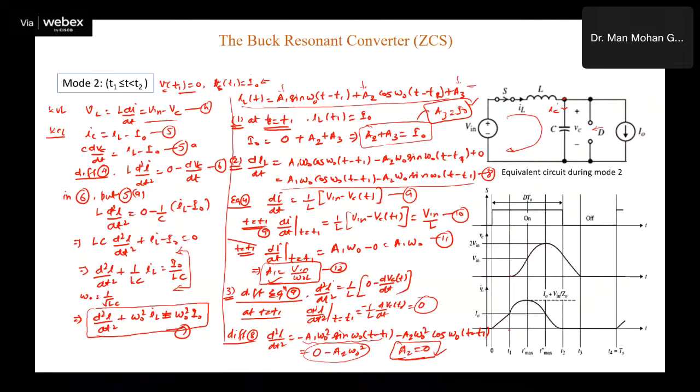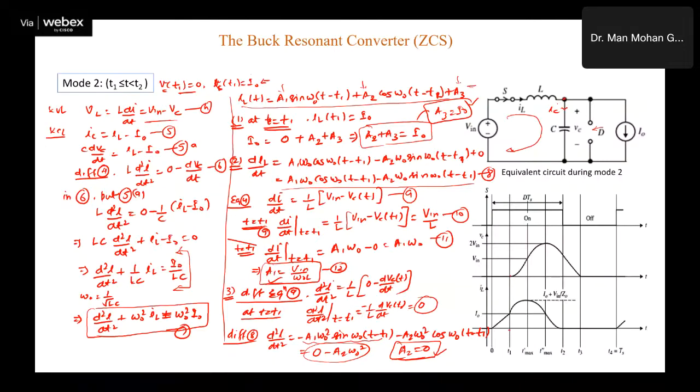It reaches maximum when this value is pi by 2, because the entire half cycle is pi, from here to here, so this is pi by 2 at this point. If this value is pi by 2 and you put it here, then cos pi by 2 is 0, so VC equal to Vin. So your capacitor voltage keeps on increasing and reaches Vin.